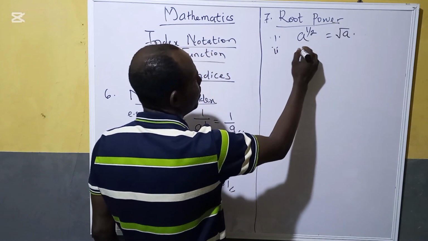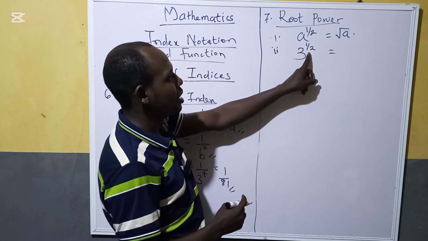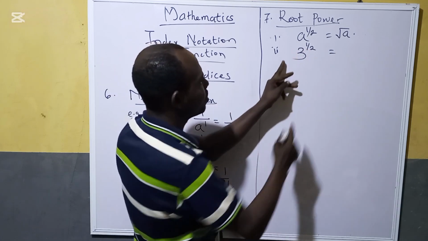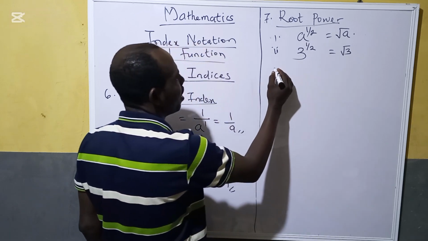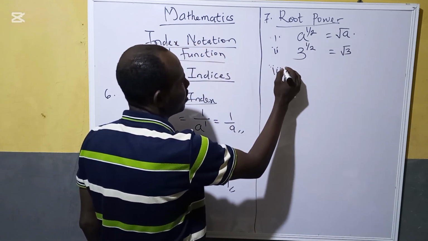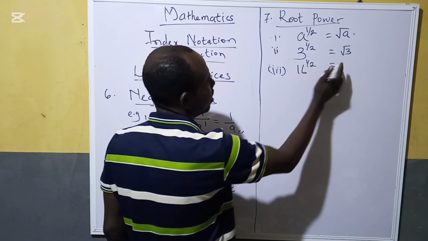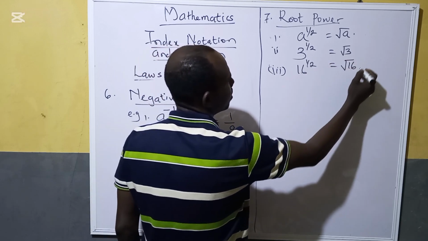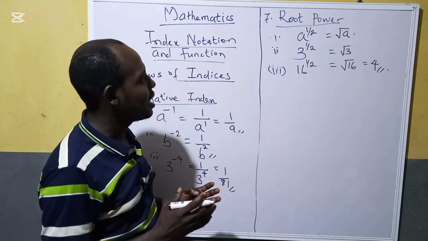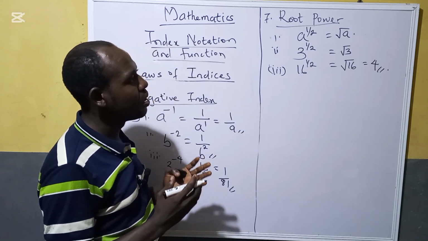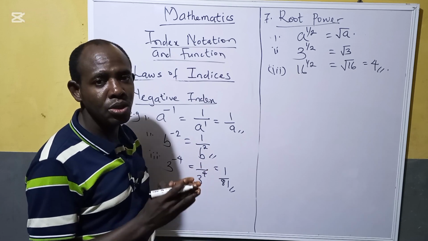Another one, if it is 3 raised to the power of 1 over 2, then remember your 1 over 2 is square root. Then you take the square root of your 3. Now, if you have, let's say, 16 raised to the power 1 over 2, then it is the same as root of 16, which is what? 4. So what if you have a number raised to a fraction, which is not necessarily a root? How will you do that?